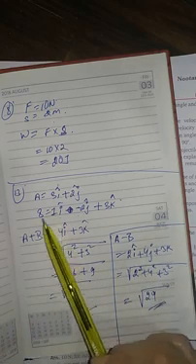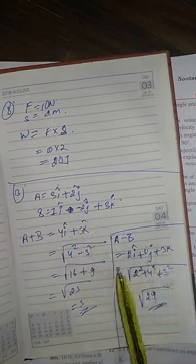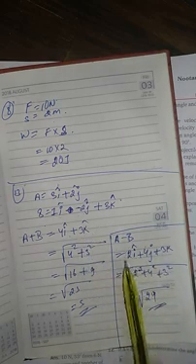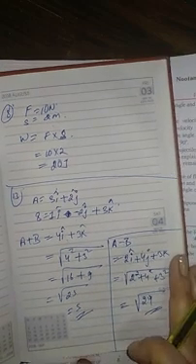Okay, if there is another vector C, similarly you will add this. It's very simple. Okay, there are a few more questions in the book. You can try it out. With that, we will move on to multiplication of vectors.